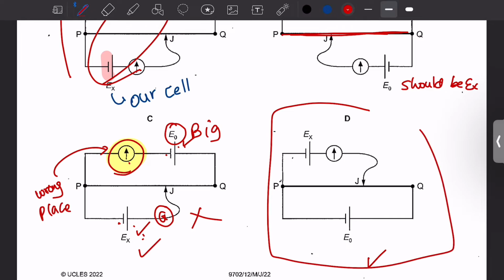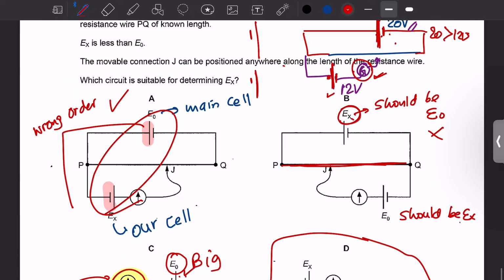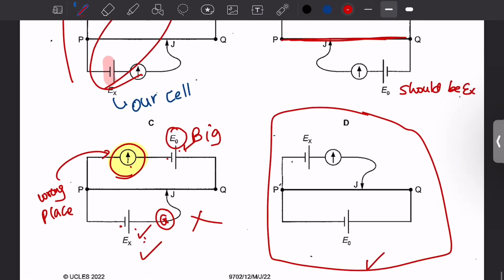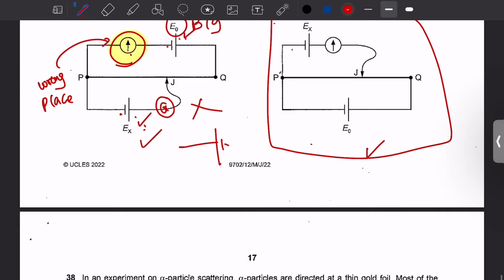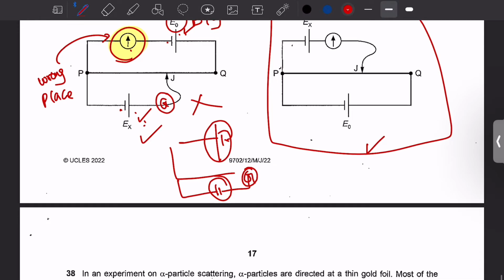Answer is D. Think about the three conditions I said. What are the three conditions? The driving cell should be bigger, and our cell should be smaller, and they should have the same order, like positive negative kind of thing, and the galvanometer should be with the smaller cell.